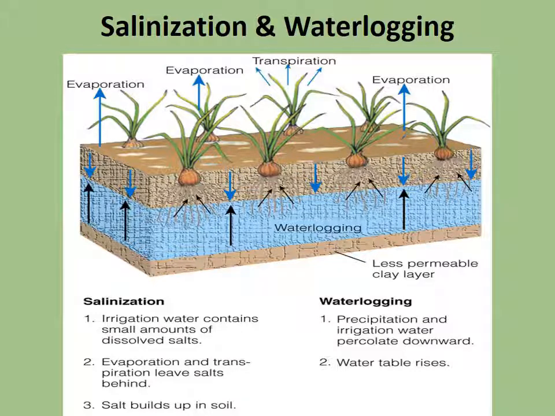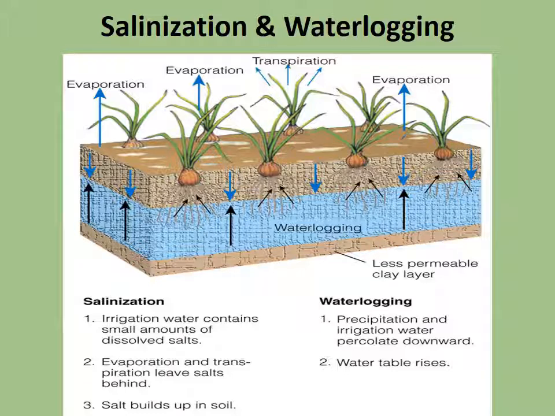Some of these issues we have are salinization and waterlogging. Salinization is where the salinity goes up, so the salt level goes up. So your irrigation water contains small amounts of dissolved salts because usually your irrigation water is coming from it being pumped up from the ground. So once you're getting the irrigation water onto your fields, you have evaporation, and your salts that are naturally occurring in that groundwater don't evaporate. They leave the salts behind. Salt builds up in soil, overwatering, and what you get is salinization. The soil becomes too salty for things to grow.